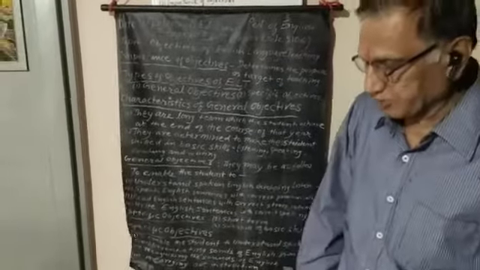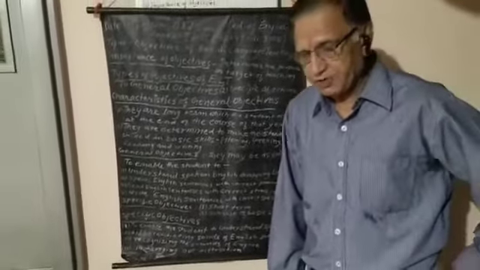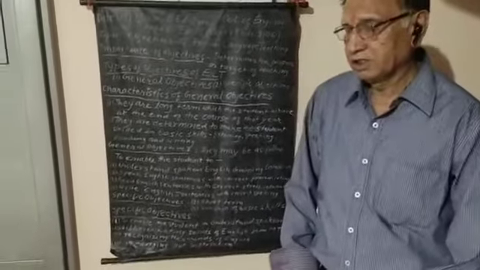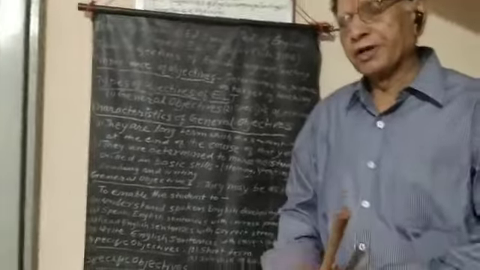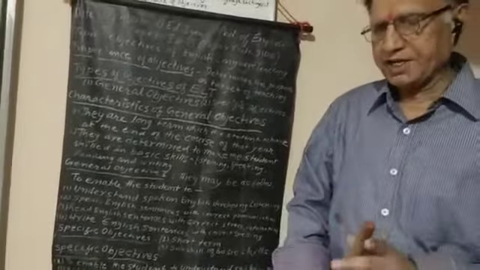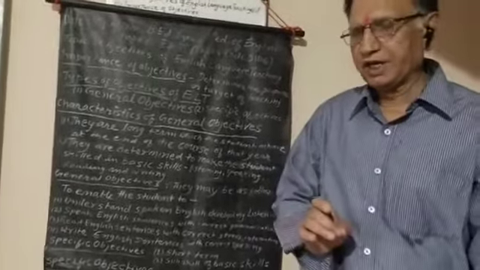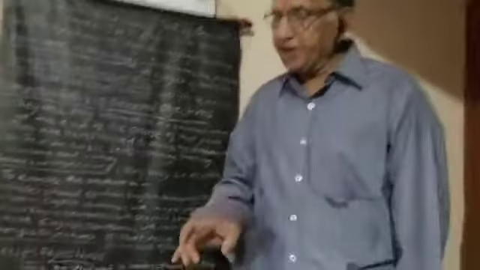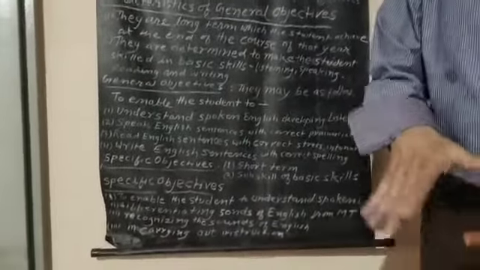Now we shall come to the specific objectives. What are specific objectives? Specific objectives are short-term objectives, which a student acquires at the end of a particular chapter or unit. First thing is this, that it is short term, which the teacher expects that his students will achieve at the end of his unit. And second thing, they are sub-skills of general skills.